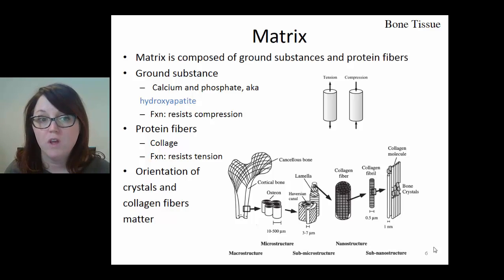The orientation of these calcium phosphate crystals in collagen protein fibers does matter in bone. Whenever you use a bone, you break it down and you rebuild it, putting these crystals in the collagen fibers in the best orientation possible to help resist the forces that you're placing on it.